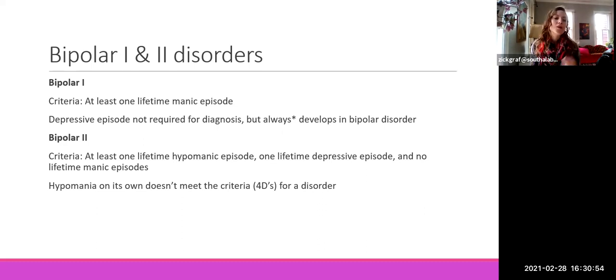And in the case of bipolar 2, largely because hypomania on its own doesn't really meet the criteria for a disorder, it's by definition not impairing. Because if it was impairing, it would be diagnosed as mania. So to meet criteria for bipolar 2, you have to have had at least one hypomanic episode and at least one lifetime depressive episode. As we'll talk about in class, there are some people who are just kind of hypomanic all the time. It's kind of their personality. And again, these people are more vulnerable to depression and bipolar disorder, but not everyone who has this hypomanic temperament, this personality style, ever develops depression. And so because hypomania itself isn't by definition distressing, only having lifetime hypomania is not a disorder.